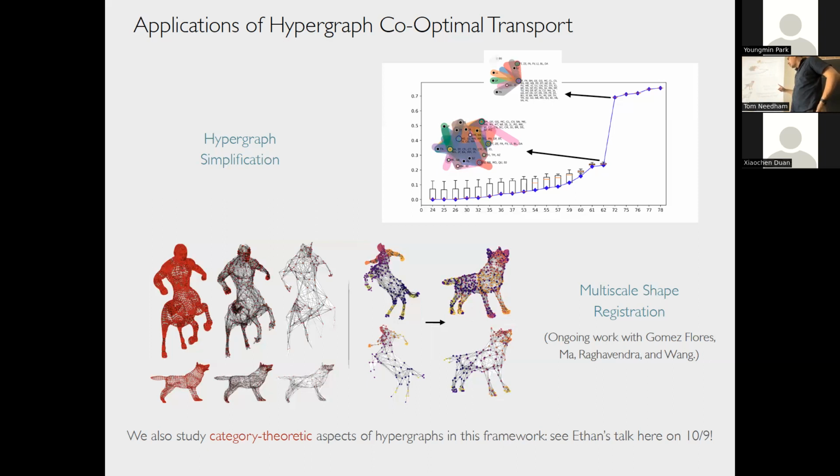One last thing I'll mention. In this paper, we think about category theory of hypernetworks a lot and relate it to this whole framework. But that's beyond the scope of this talk. My student Ethan will be here at UF on Monday in the applied topology seminar, and you should ask him about this.